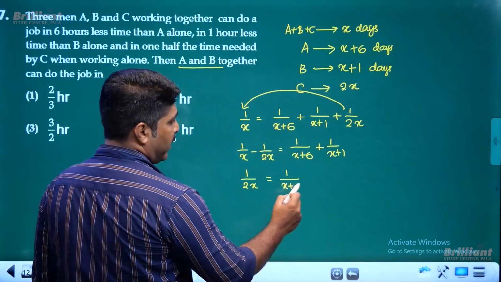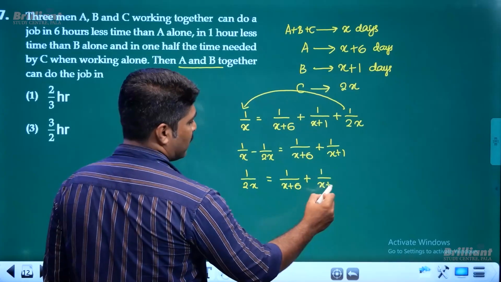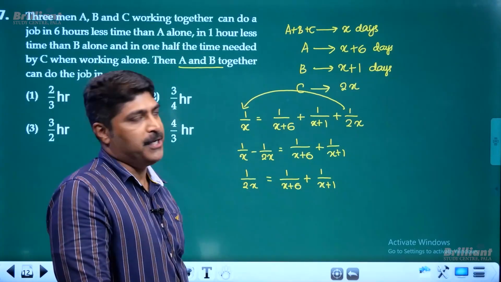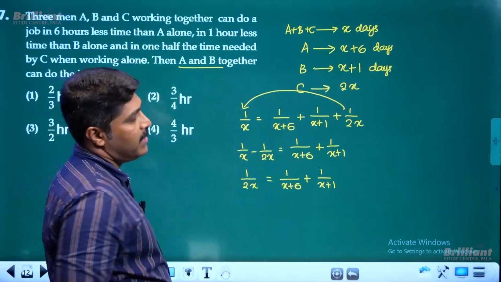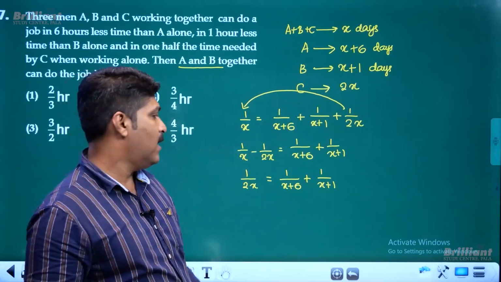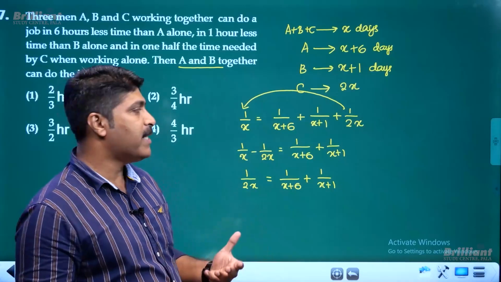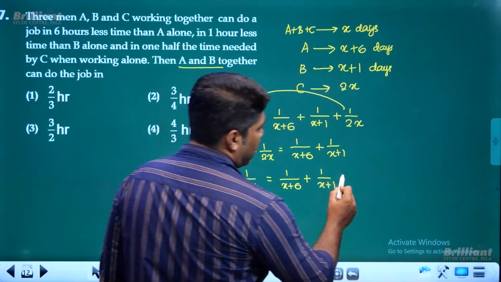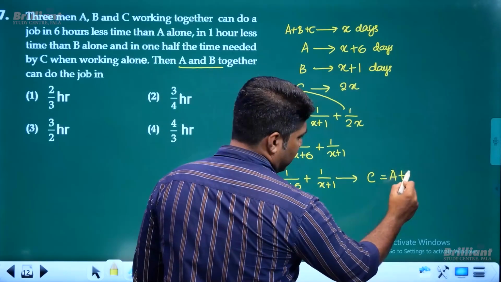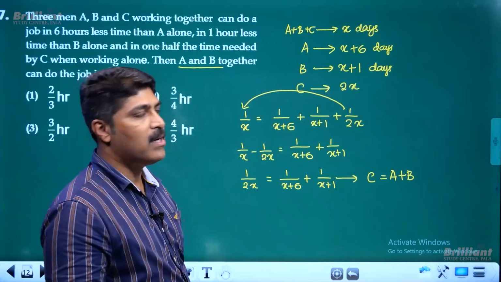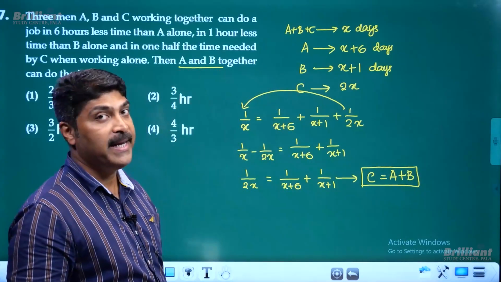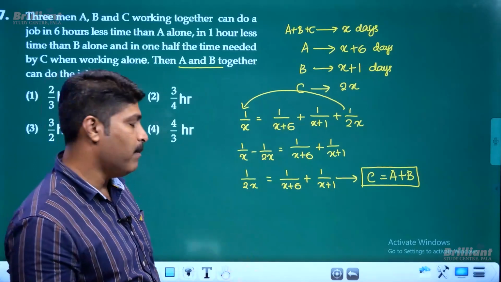So that is 1 by X plus 6 plus 1 by X plus 1. Here, a very important understanding is required at this point, because we are going to find out how many days A and B together require. So here we know that 2x is the time taken by C, and x plus 6, x plus 1 are the times taken by A and B. So from this step, we got an inference that the efficiency of C is the same as the combined efficiency of A and B. That's an important point in this question, and we have to apply that point at the final step of this operation for avoiding much more complicated calculation.